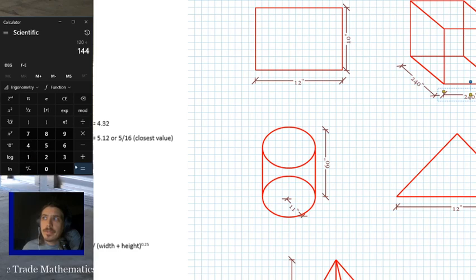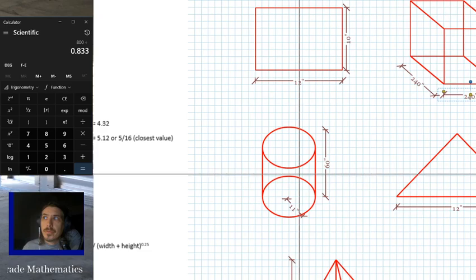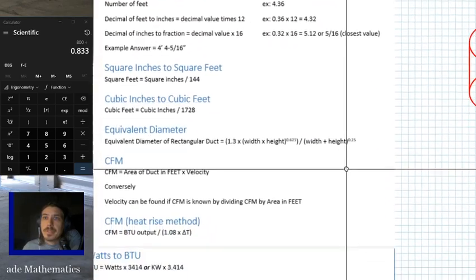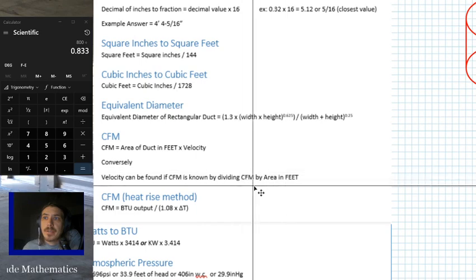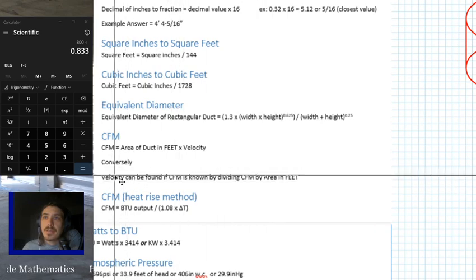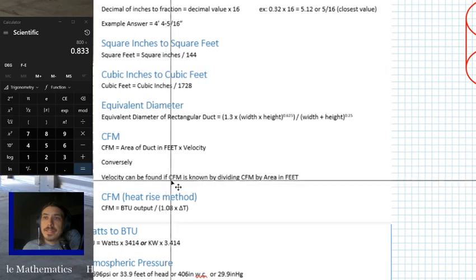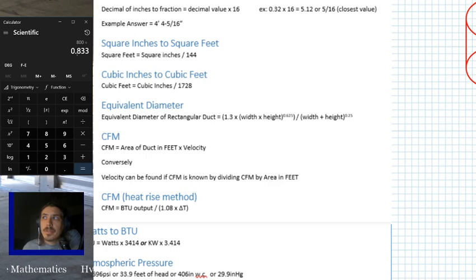We divide that by 144, which gives 0.833 square foot of duct. If we take that 800 and divide it by 0.833, what we're doing is finding the area of the duct in feet, and we can find the velocity if we divide the CFM by the area in feet. So that 800 CFM divided by 0.833, we get 960 feet per minute.